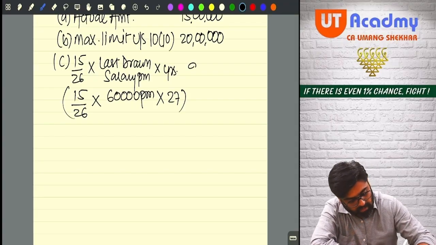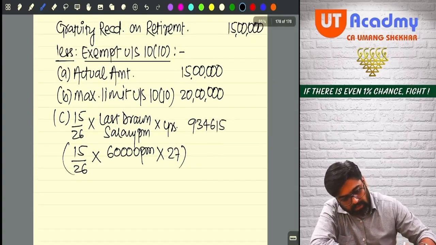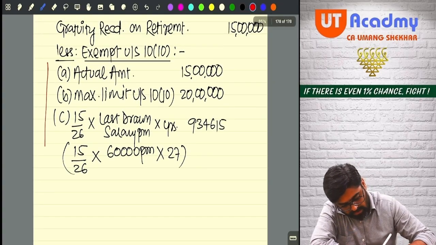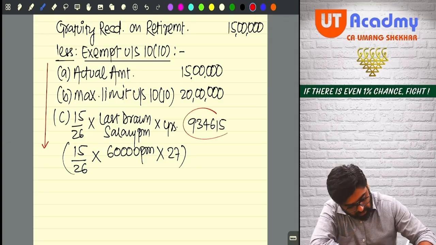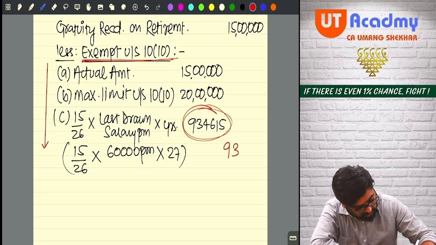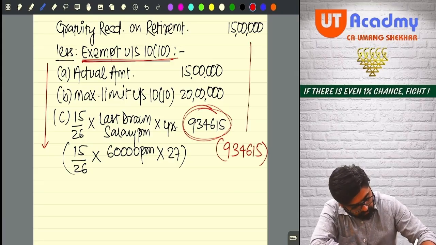9,34,615. Did you calculate the three amounts? Yes. Whichever is lower. And this amount is lower. So the exemption under section 10(10) will be this much, 9,34,615, and this amount is exempt out of 15 lakhs.